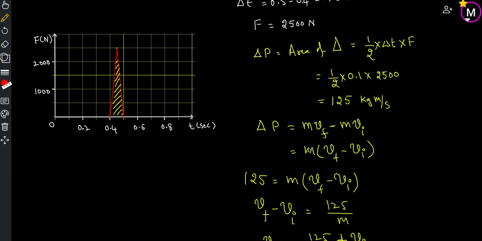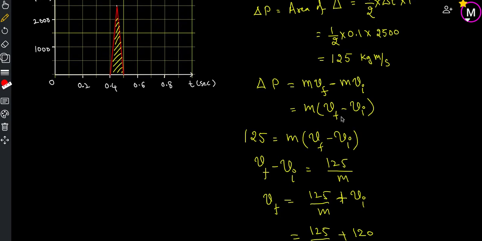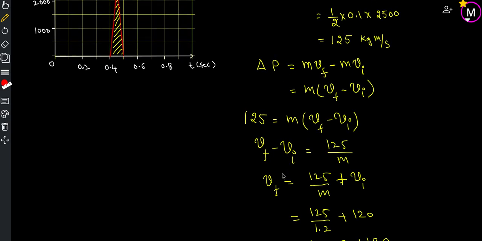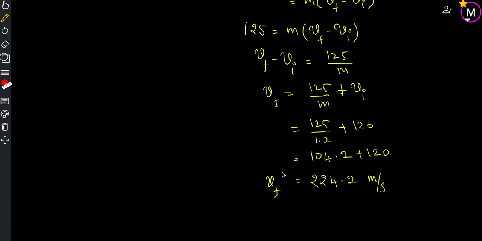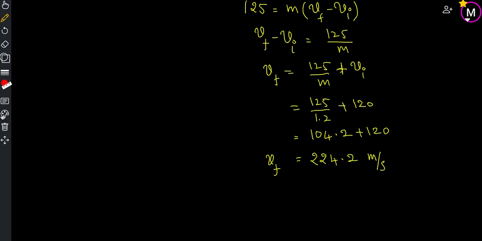So by equating these two: the change in momentum calculated from the graph is 125 kilogram meter per second, and the same change in momentum calculated with the formula is final momentum minus initial momentum. So by equating these two, we find the final velocity, which is 224.2. This is the answer.